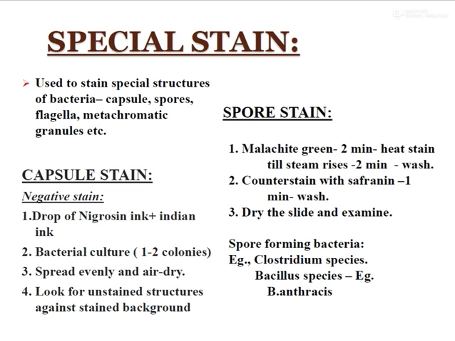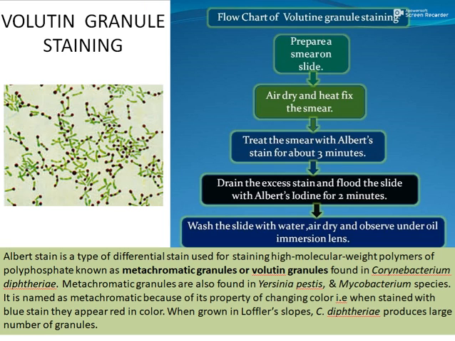Now another thing we have is the volutin granule staining. These are polyphosphate granules present in certain bacteria, also known as metachromatic granules or volutin granules. Certain bacteria such as Corynebacterium diphtheriae do have these metachromatic granules.